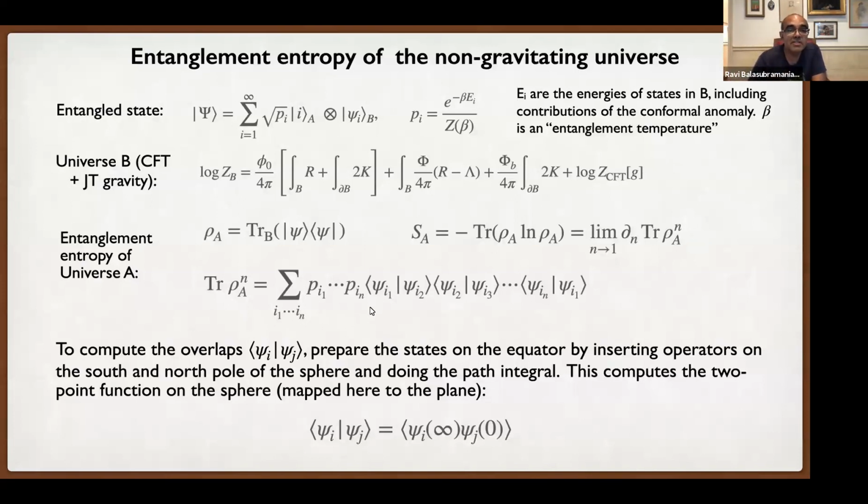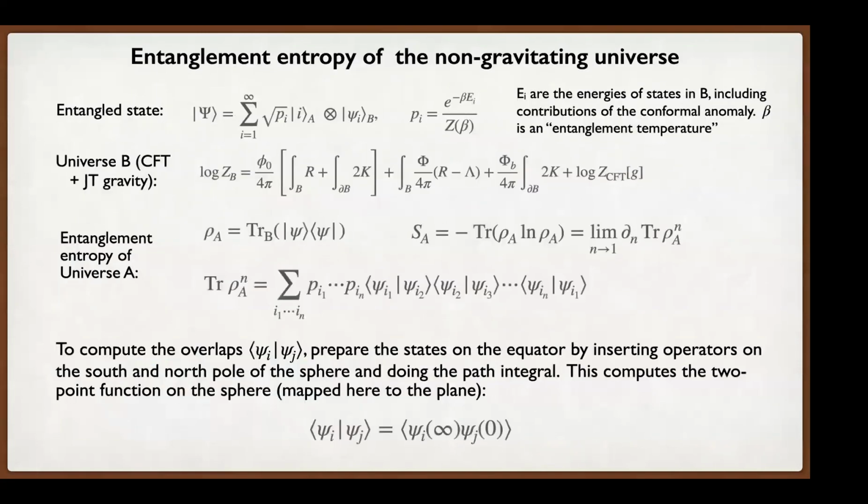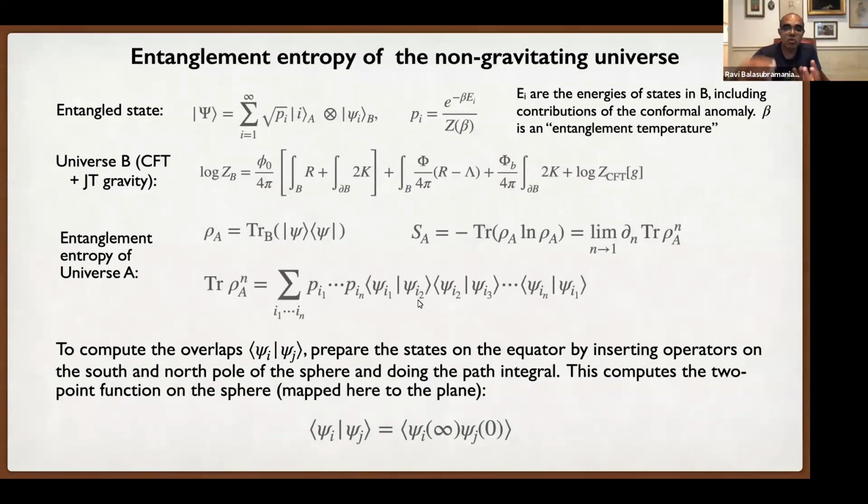So what is trace rho A to the n? It's a product of these coefficients pi, times a bunch of overlaps, because if you trace out I, when you do the sum on I, you get a bunch of overlaps, psi I with psi I, basically states on B. So the next step is then, remember these states psi I are states of the universe B. So to construct those overlaps, what can you do? You can take universe B and prepare states on the equator of that universe by inserting operators at the north and south pole, and then do the path integral. So that computes a 2-point function on the sphere. And so there's a bunch of 2-point functions on the sphere in B, and then we've got to sum these things up multiplied by some weights.